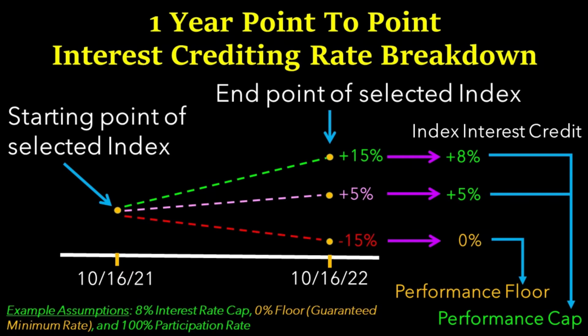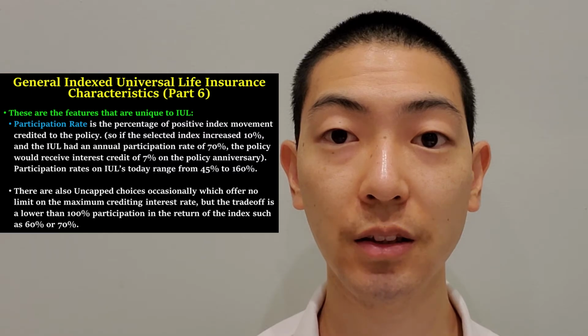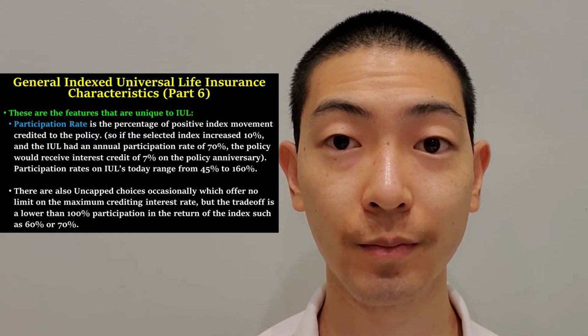If the change was negative 15% on the point-to-point, the change would be 0% because of the performance floor. Participation rate is the percentage of positive index movement credited to the policy. So if the selected index increased 10% and the IUL had an annual participation rate of 70%, the policy would receive interest credit of 7% on the policy anniversary.